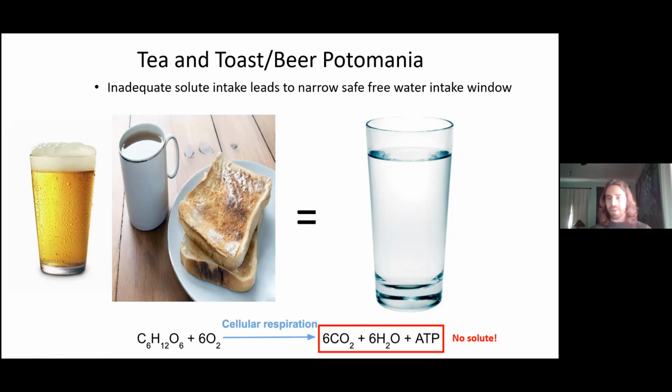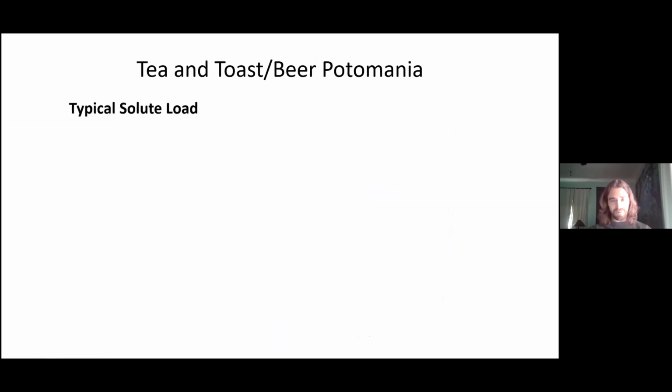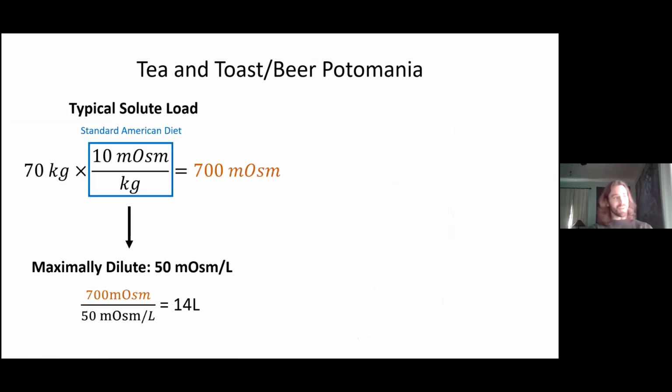And so if we do some of the math here, this is our typical solute load. Going back to our standard American diet, a 70 kilogram patient ends up with about 700 milliosmoles to work with. When you maximally dilute the urine, that gives you about 14 liters of free water to safely ingest before you become hyponatremic.